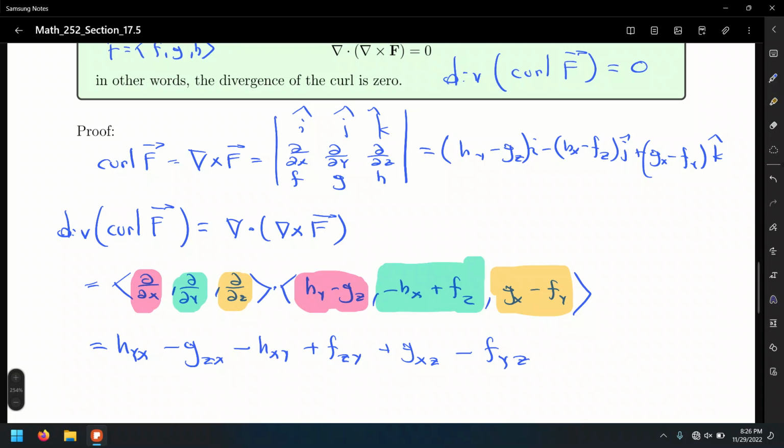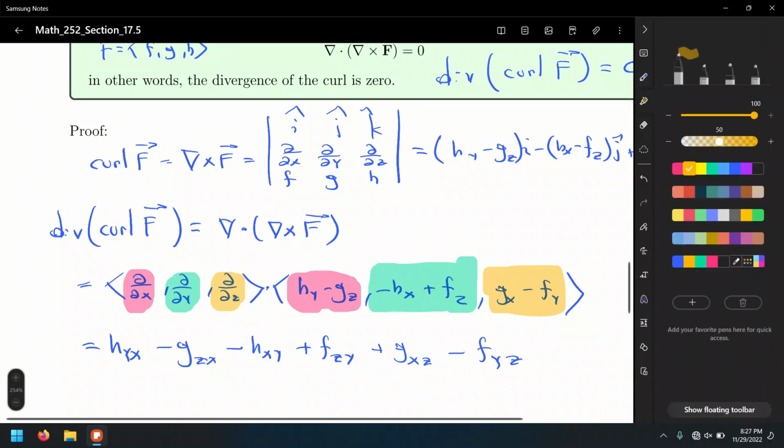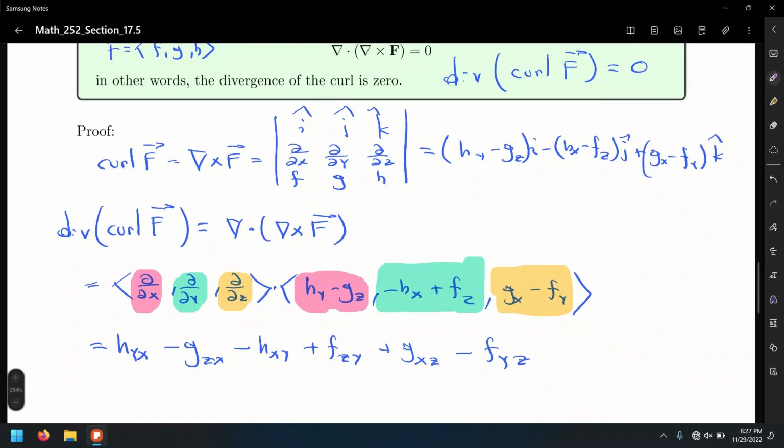What do we have over here? Let me use different highlighters this time. I'm just going to underline so it doesn't get confused. So let's look at the f's. f first with respect to z, then with respect to y, and then we have negative f first with respect to y, and then with respect to z. We have them in reverse order.